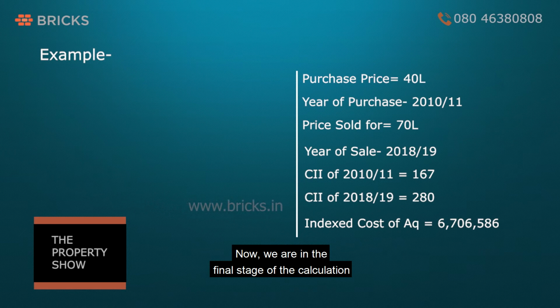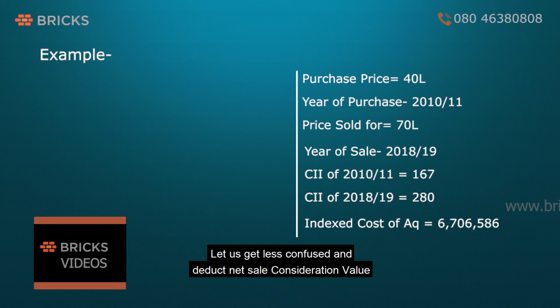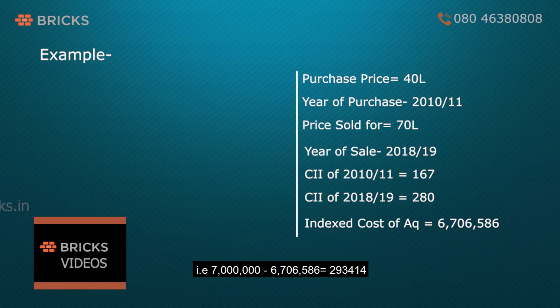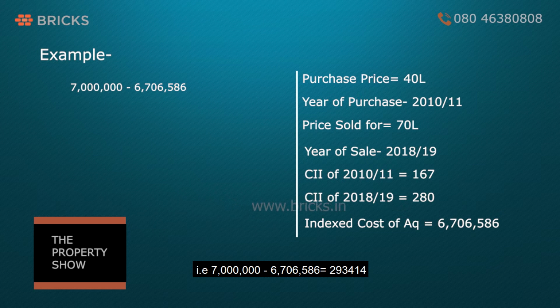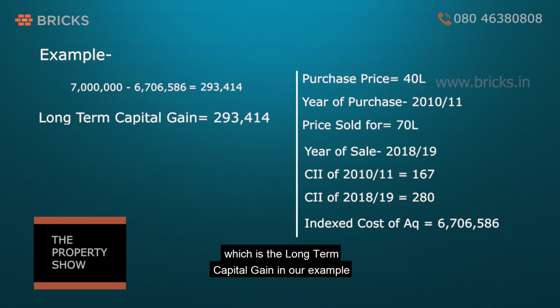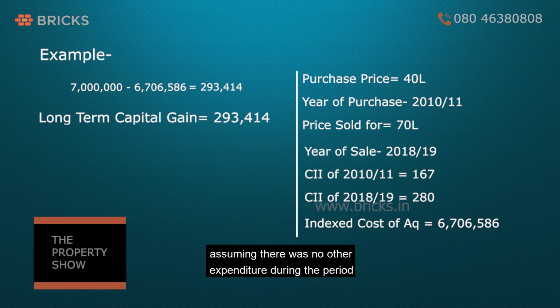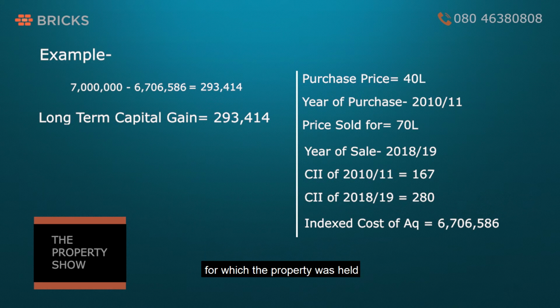Now we are in the final stage of the calculation. Let us deduct the indexed cost of acquisition value from the net sale consideration value, that is 70 lakh minus 67 lakh 6,586, which becomes 2 lakh 93,414, which is the long-term capital gain in our example, assuming there was no other expenditure during the period for which the property was held.